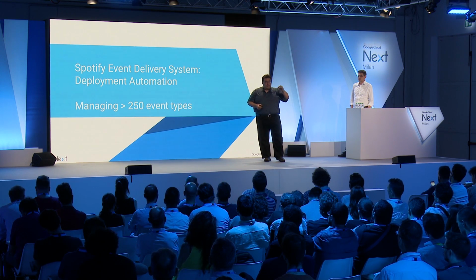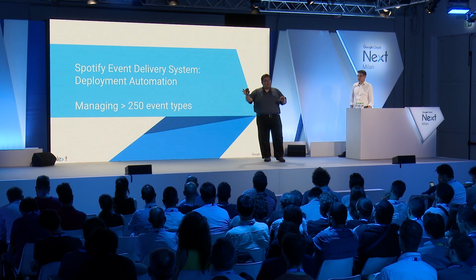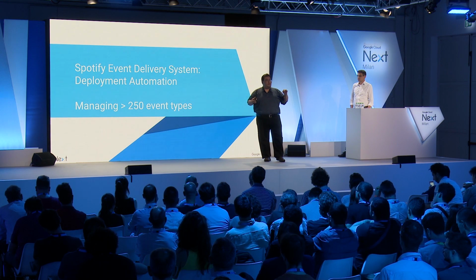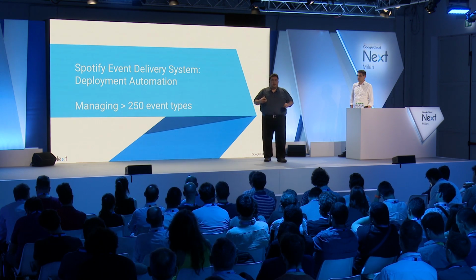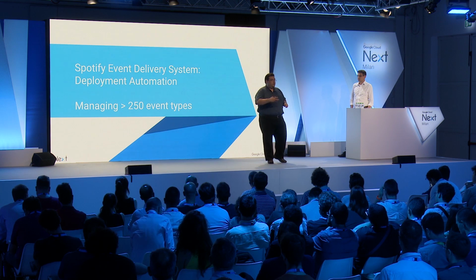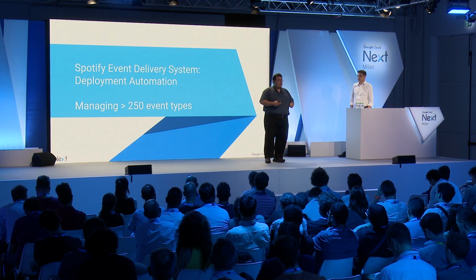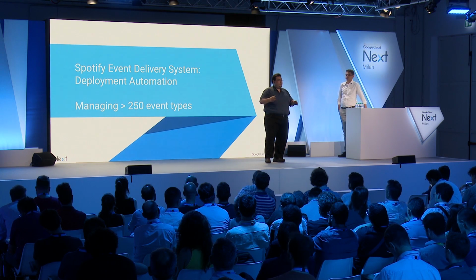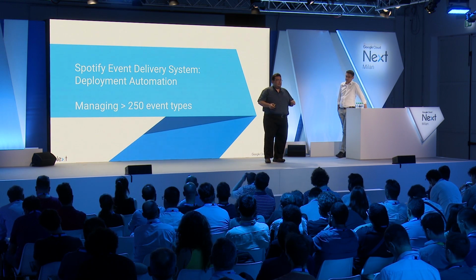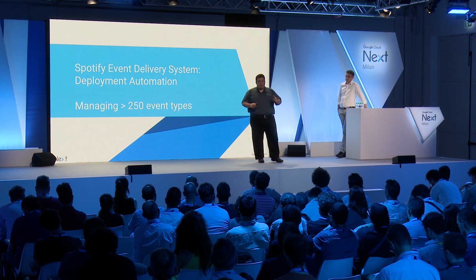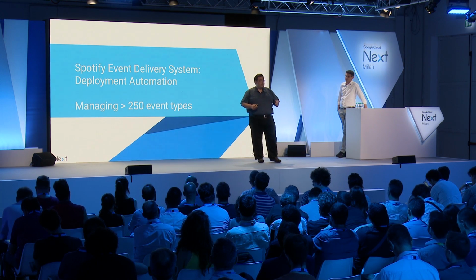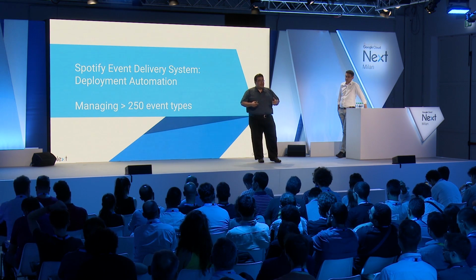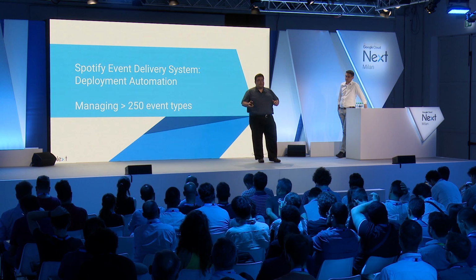So I have explained how we produce and how we consume. Now the missing part is how this gets configured. As I told you before, we don't want to be a team that blocks other developers at Spotify. So we need to manage these 250 event types, and this presents two challenges. One is that it's a lot of event types that we need to make configurable. And the other is that event types are not the same.